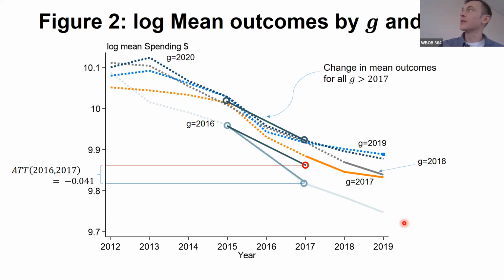Notice over here, we're going to use this ATT GT notation. This is the parameter we want. Suppose that we want to use as controls the average of everybody not treated yet. That's going to be the average of those lines up there. We're going to get the change that we see for the average of those dotted lines, apply it there, and get a number. And we say, okay, the ATT for the 2016 group in the year 2017 is a 4.1% reduction in costs.